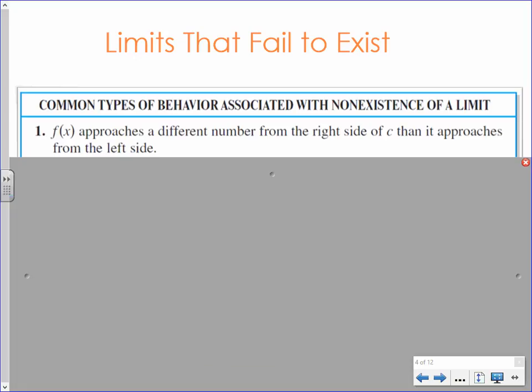A limit that fails to exist. The first time this happens is when f of x is approaching a different number from the right side than it's approaching from the left side. Okay? If you're approaching a different number from the right than you are from the left, then your limit will not exist.